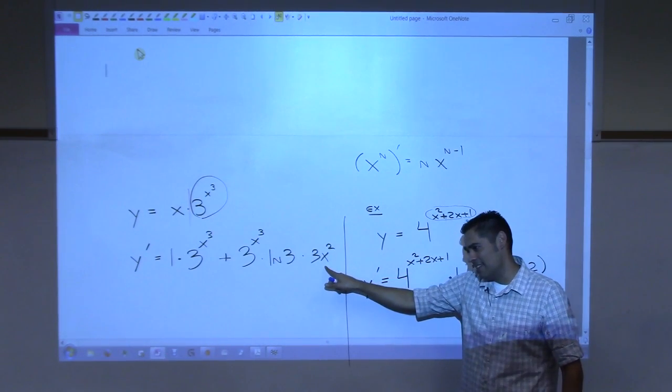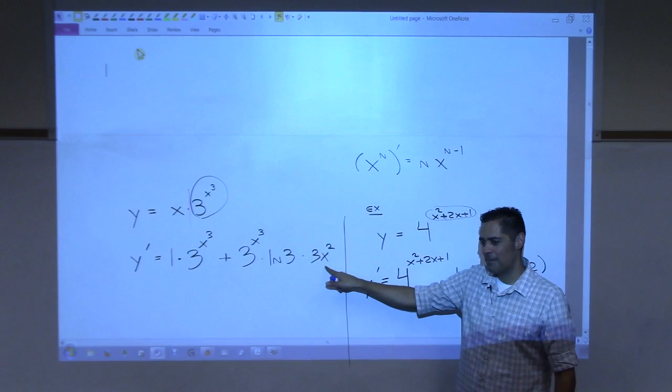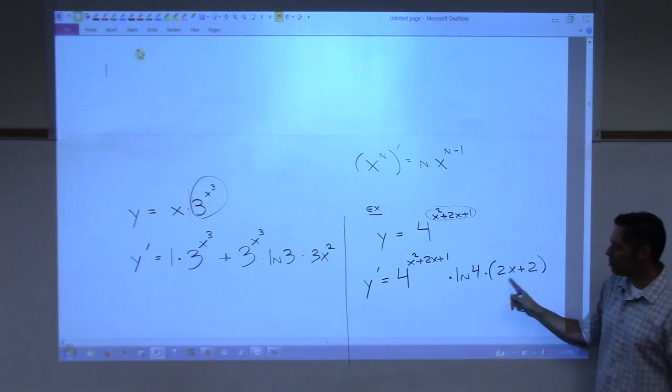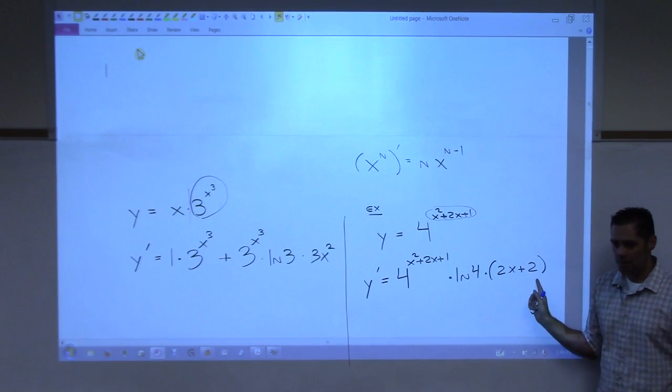Do I need this 3x squared in parentheses? I don't need it. Why don't I need it here? Because it's one term, right? This is two terms. That's why we had to have parentheses.